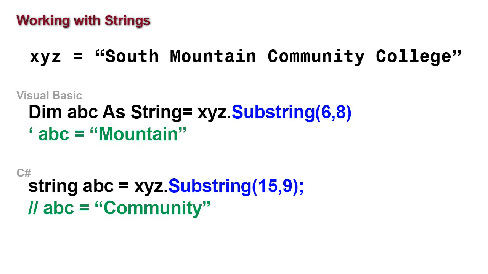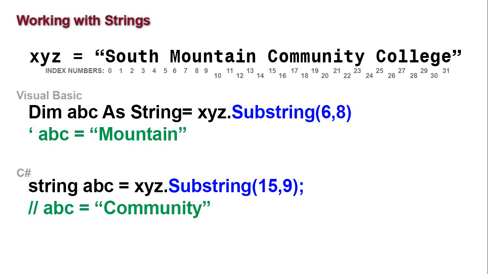Now let me explain how we get that. The two numbers inside the parentheses, the 6 and the 8. The 6 is the starting location of the string I want to extract. In this case, it's letter 6, or character 6. But these are index numbers. Anytime we deal with index numbers in programming, we start counting with 0. So the S in South Mountain is character 0, the O is character 1, and so forth. So character 6 is the M of mountain. And then the second number there in the parentheses is an 8, which tells me we're going to get 8 characters. So that's going to extract the word mountain.